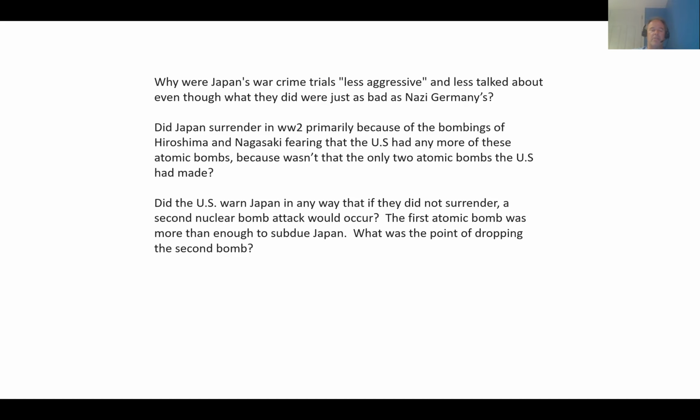And then the other question is, did the U.S. warn Japan in any way that if they didn't surrender, a second nuclear bomb attack would occur? First was more than enough to subdue. What was the point of dropping the second? Let's start with the atomic bomb questions first.